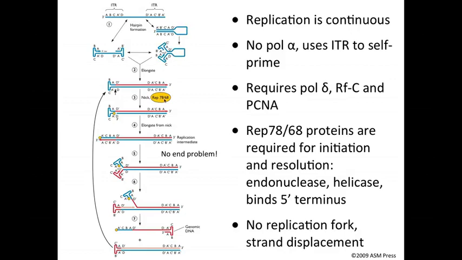Rep78/68. What this protein does is it nicks the DNA, in this case this double-stranded DNA, between the A' and the D segments and makes a free end, a free 3' end. That serves as a primer for the DNA polymerase. The DNA polymerase then proceeds to copy this strand and completes the copying of the genome. Now we have a full-length double-stranded copy of the viral DNA.